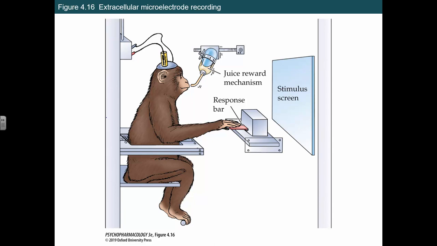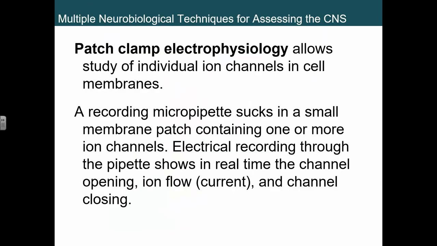There's a monkey getting some juice. Monkeys like juice. That's interesting, right? This is showing you what we call microelectrode recordings. So basically, we've taken an electrode and put it into this monkey's brain so we can record those electrical signals, right? And we can record electrical signals from different brain regions while the monkey's doing a task, and we can see if it gets excited while it's doing something. So that's kind of interesting.